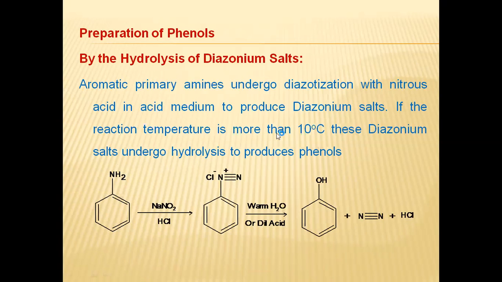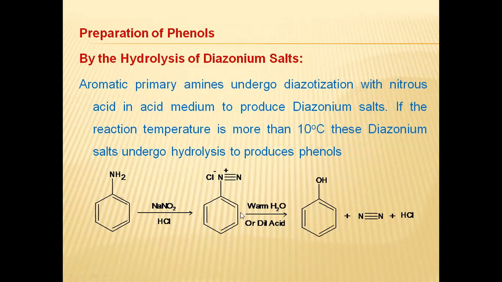an aromatic amine, which is treated with nitrous acid in the presence of an acid medium. We can take sodium nitrite in the presence of an acid medium to form the diazonium salt. This diazonium salt on warming with water or dilute acid produces the alcohol, N2 gas, and HCl is formed. So this is the reaction occurring in the preparation from the diazonium salt.